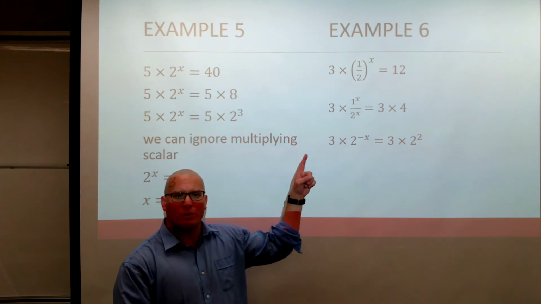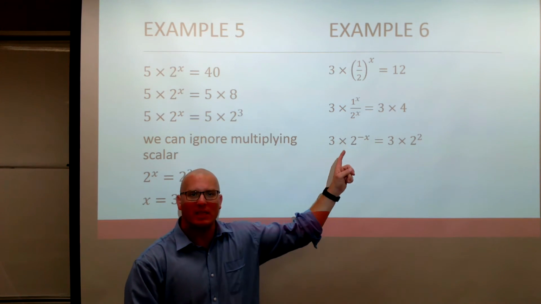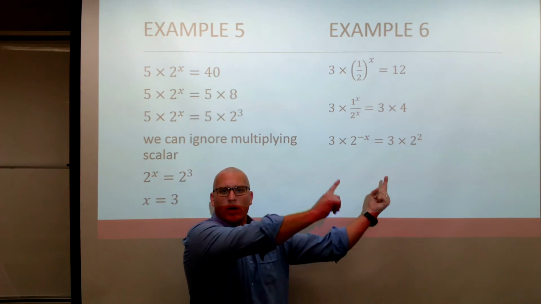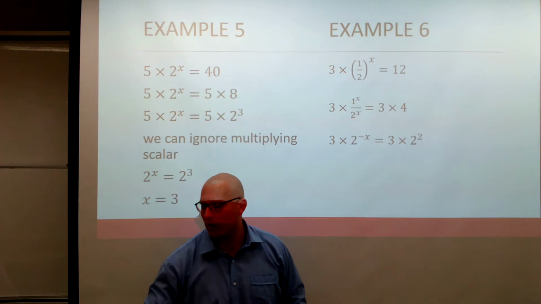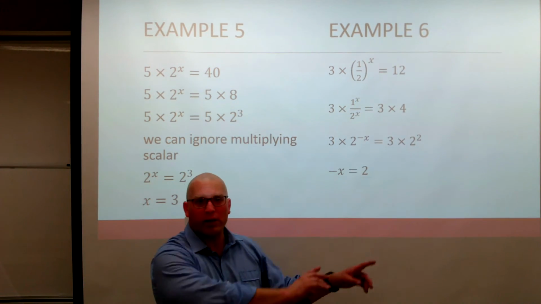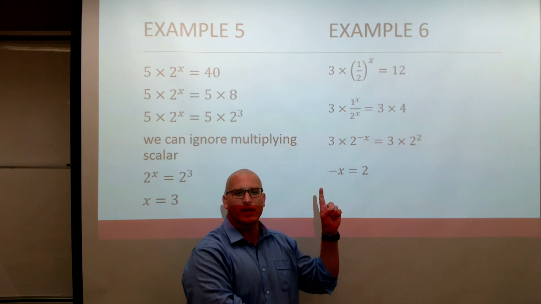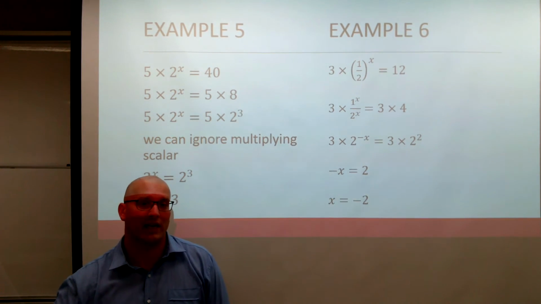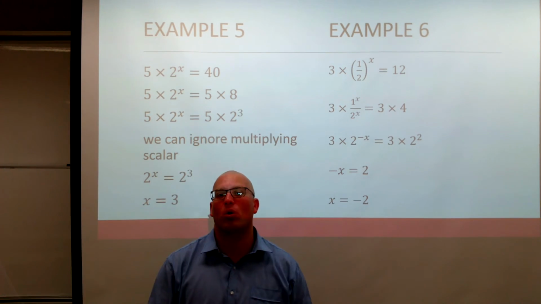So we get 3 times 2 to the power of negative x is equal to 3 times 2 to the power of 2. The multiplying scalar of 3 can be ignored, and the exponent bases of 2 can be ignored because they're the same as well, giving us negative x equal to 2, or x is equal to negative 2. One final example just to wrap this whole thing up.